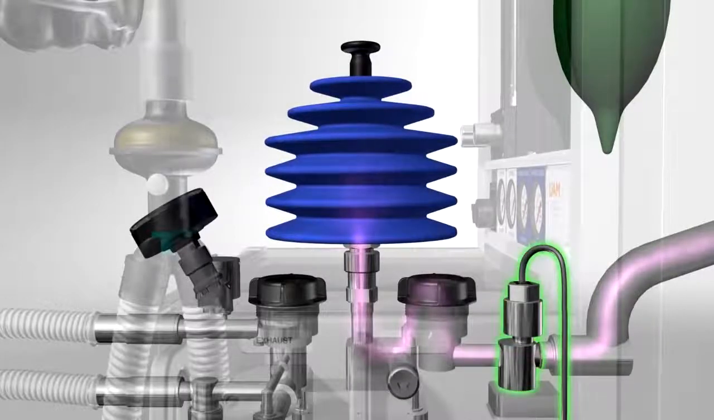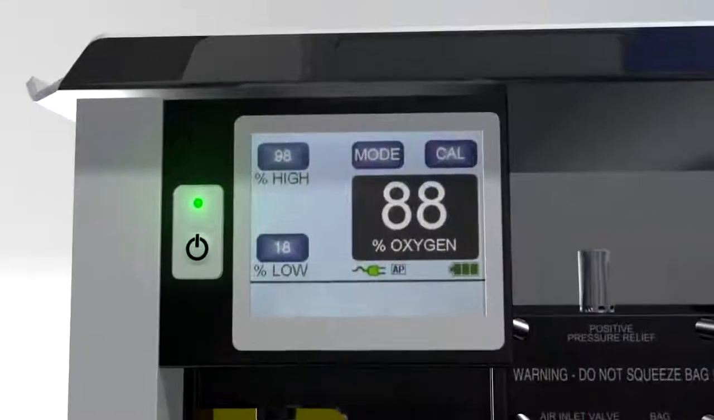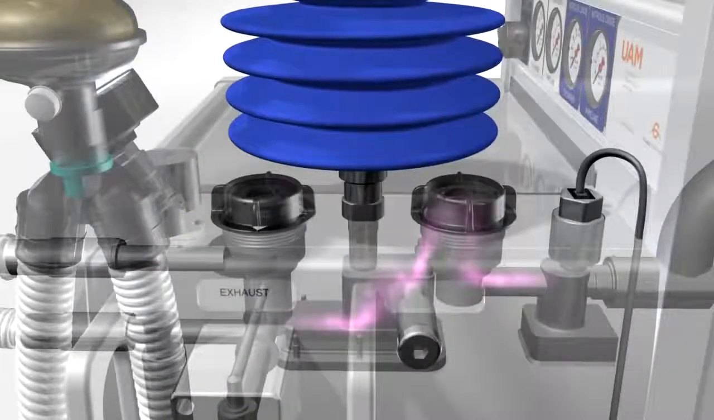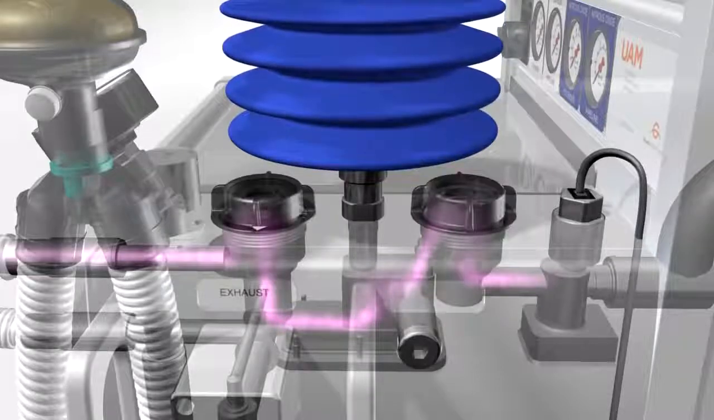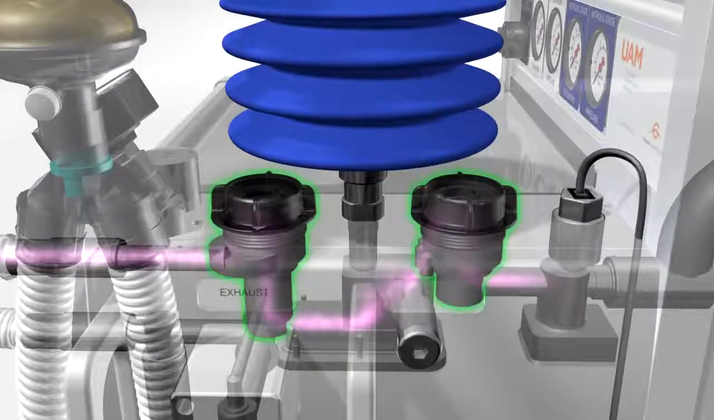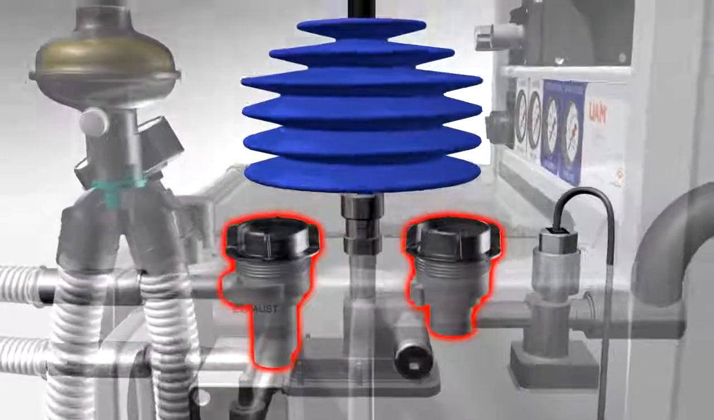A sensor reads the oxygen concentration of the gas passing to the patient. The reading is displayed on the oxygen monitor screen. As the gas continues from the oxygen sensor, it passes the first one-way valve, then the bellows chamber or ventilator, followed by the second one-way valve. During spontaneous breathing, both non-return valves open for inspiration and close during expiration.